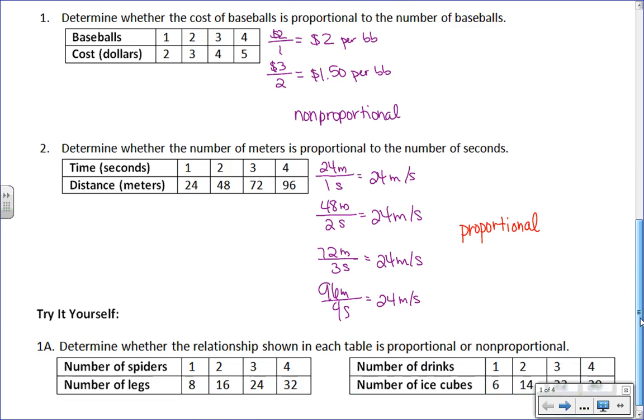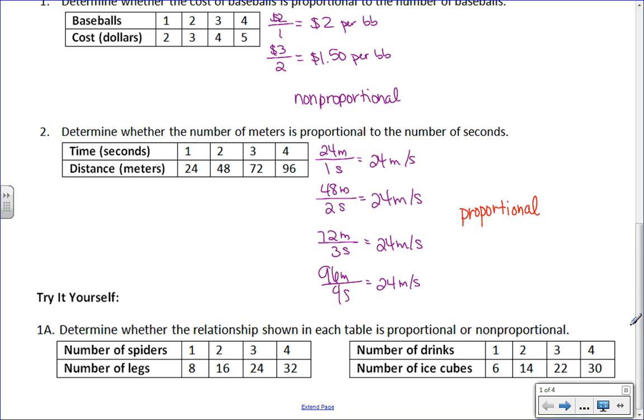Okay. At the bottom of the page, there are two for you to try on your own. So what you're trying to do is determine whether the relationship shown in each table is proportional or non-proportional. So do the same thing that we did in example 1 and 2. Check the rates in each one and see if they're constant or not, and then determine if the relationship is proportional or non-proportional. So go ahead and pause the video, work through those two problems, and when you're done, go ahead and hit play to restart the video, and then you can figure out if your answers were correct or not.